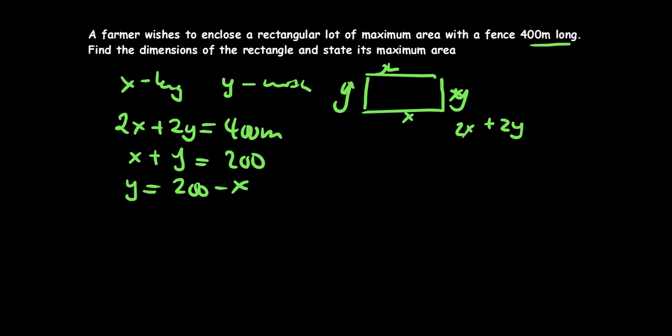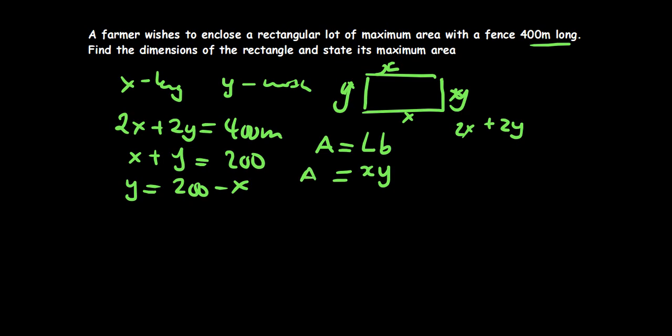Then we're told to find, I mean, to state the area of this, the maximum area. But we know that area is given by the formula A is equal to length by width, by breadth. So in this case, our length is just x and our width is y. So this is how our formula is going to be given.